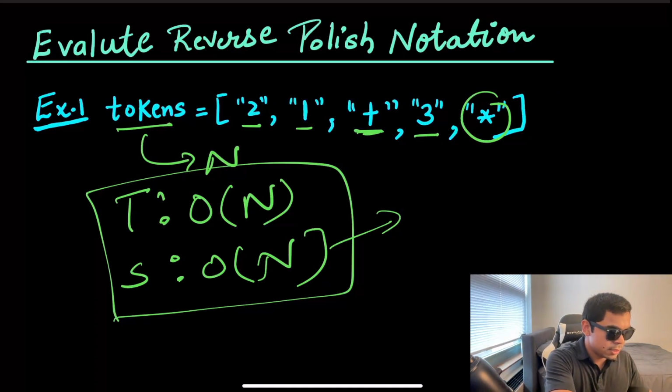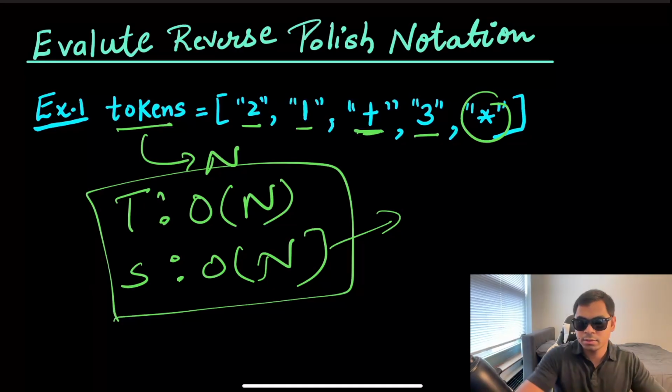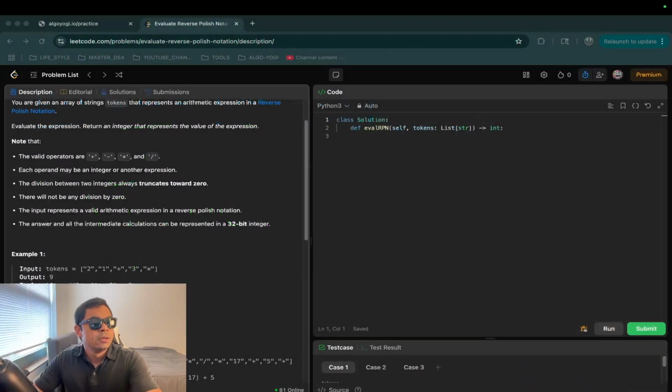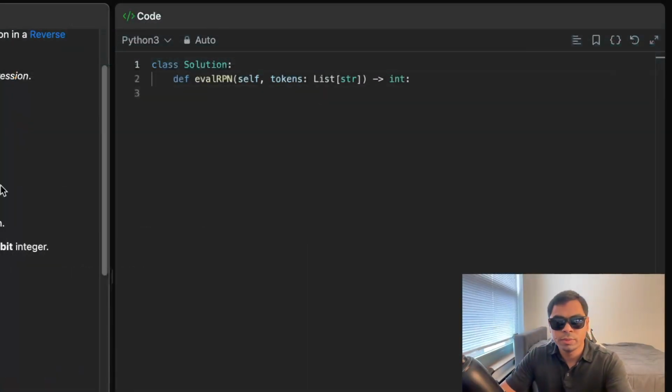All right, so let's go to the code editor and write the code. It's quite simple. I'm going to zoom in.